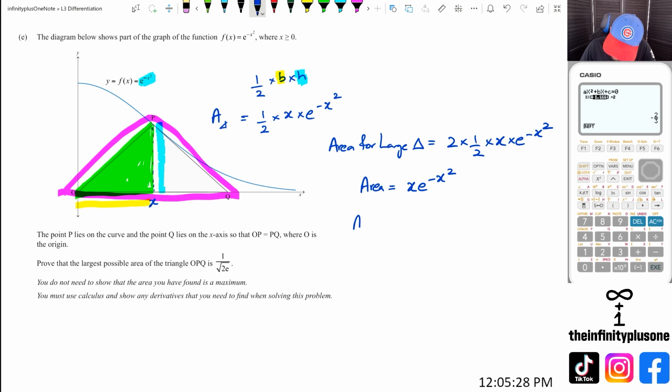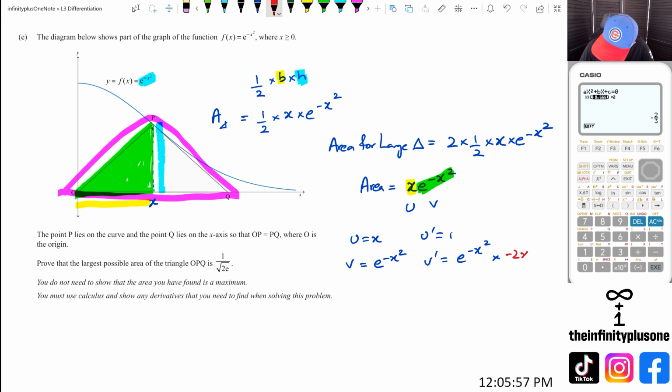Now we're going to differentiate it. So area dash is going to be, well, we need to differentiate this, but looks like we've got yet another product rule. Someone's obsessed with product rule in this particular paper. So I'm going to put that as u and v. u is equal to x, u dash is equal to 1, v is equal to e to the power of negative x squared, v dash is equal to e to the power of negative x squared, multiplied by the differentiation of the power, which happens to be negative 2x.